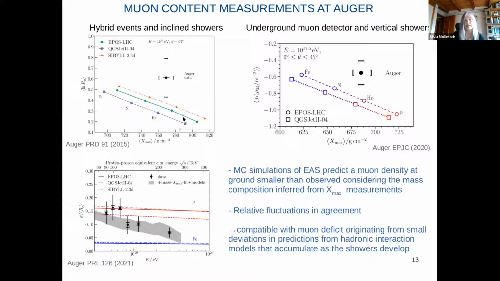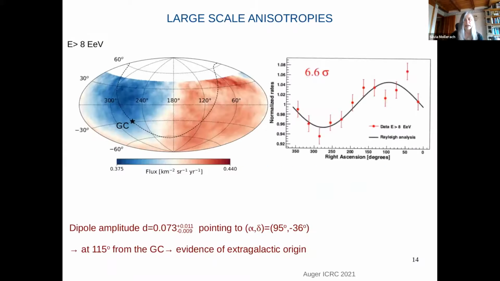modeling of the extended air showers that is complemented by this measurement: in the set of inclined hybrid events, we measure the relative fluctuations in the number of muons. They look in agreement with the expectations of this gray band here, that corresponds to the expectations of the measured composition. So this fact is indicative that the muon deficit originates from small deviations of the prediction of the hadronic interaction models all along the showers and not just in the first few interactions. So this is an open issue that needs to be studied and solved.